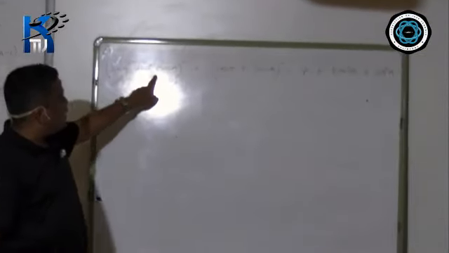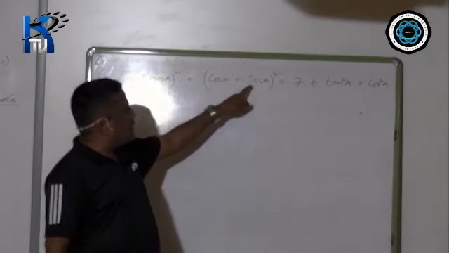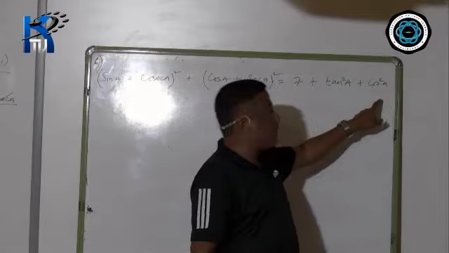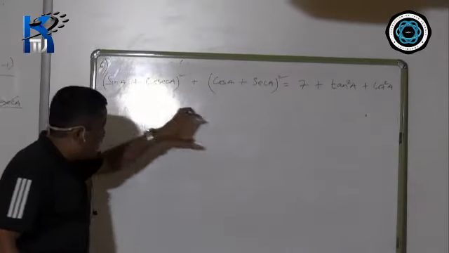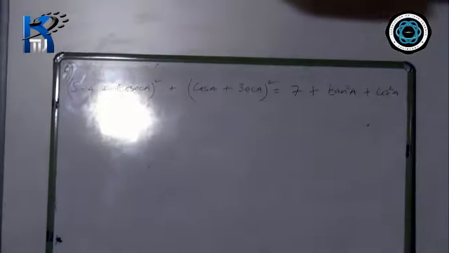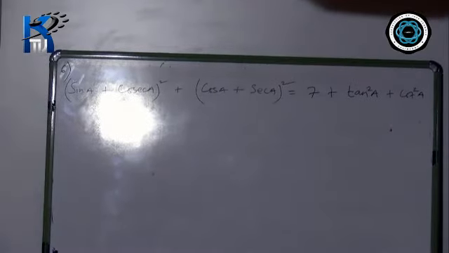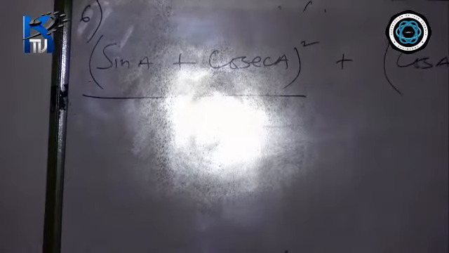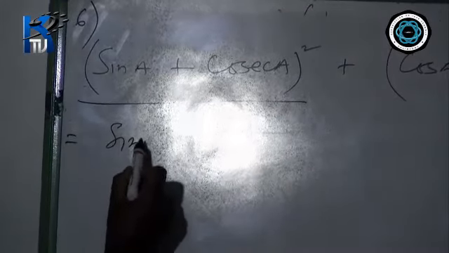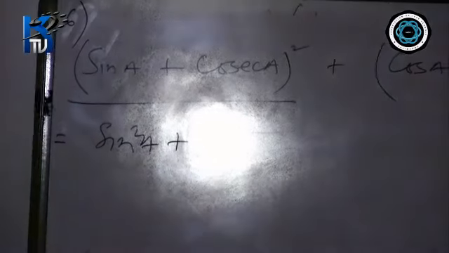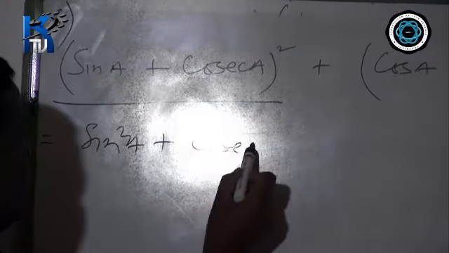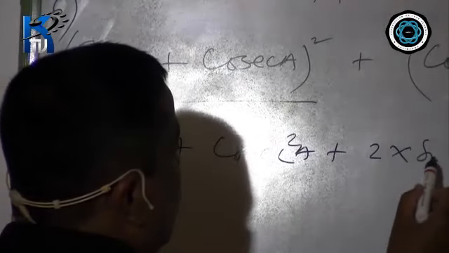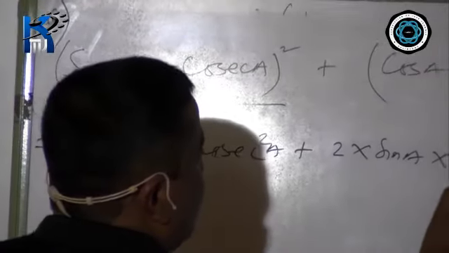Now question number 6. Sin A plus cosec A whole square plus cos A plus sec A whole square equals to 7 plus tan square A plus cot square A. Now again you write LHS. Now here you have to apply the formula of A plus B whole square. Now first you solve this part. Sin A plus cosec A whole square. Apply the formula. A square plus B square plus 2 into A into B.